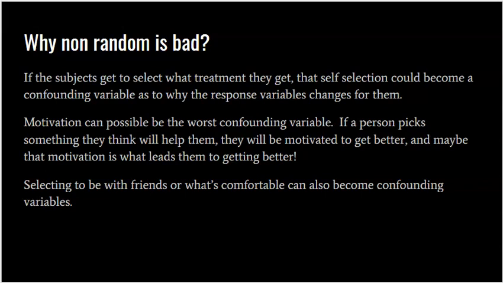All right, why is non-random so bad? Well, if the subjects get to select what treatment they get, that self-selection could become a confounding variable as to why the response variable changes for them. For example, motivation could be possibly one of the worst confounding variables. If a person picks something that they think will help them, then they will be motivated to get better, and maybe the motivation alone will help them get better. Or some people might select to go into a group with their friends, and they're going to do what's comfortable with their friends, and being with their friends or doing what's comfortable is what allowed them to get better. That becomes a confounding variable.